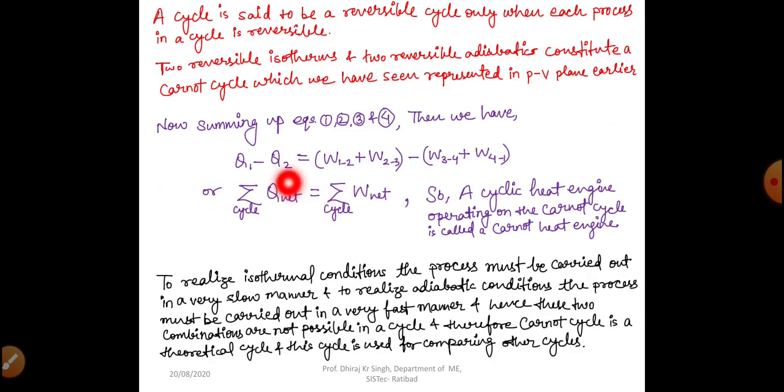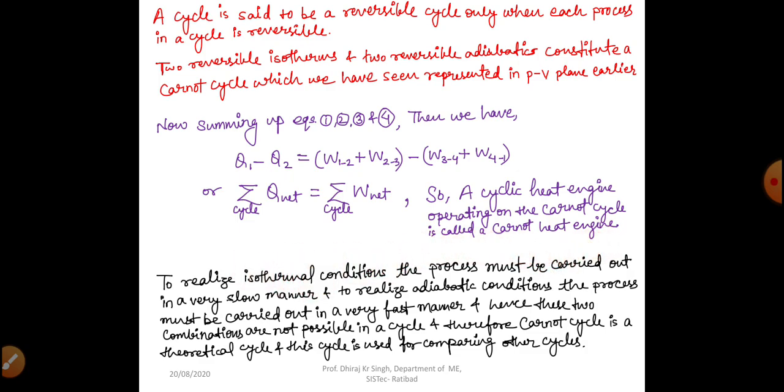So dear students, now we are summing up equations 1, 2, 3 and 4. Then we have Q1 minus Q2. From equation 1 and equation 3 we get Q1 minus Q2, and from equation 2 and 4 we have got W12 plus W23 plus W34 plus W41. So this is nothing but summation of Q net equal to summation of W net. This is the first law of thermodynamics for a cycle. A cyclic heat engine operating on the Carnot cycle is called a Carnot heat engine.